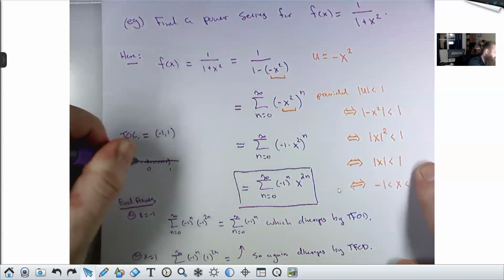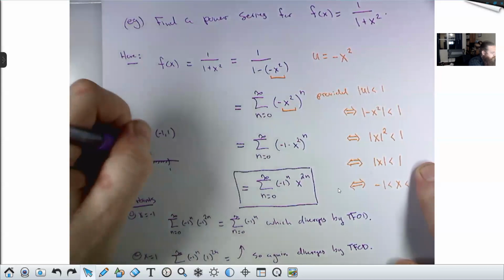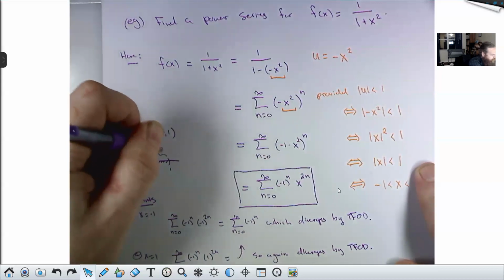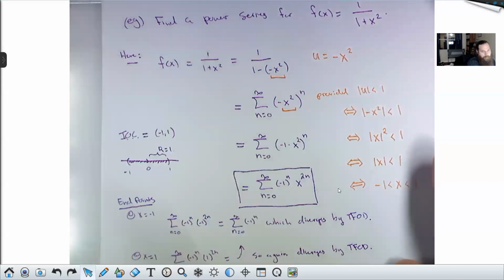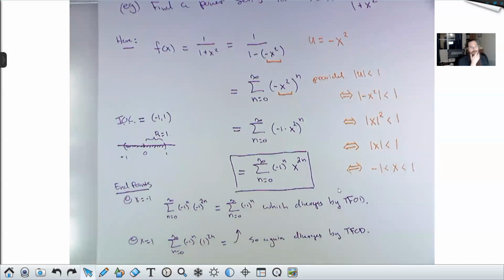So this is what that IOC looks like. That means that your radius of convergence has to be 1 again. So if the question is, find the power series, what is the power series? Here's the power series. Oftentimes, they'll also ask you to find the interval of convergence and the radius of convergence.